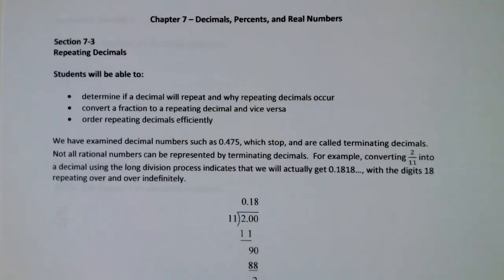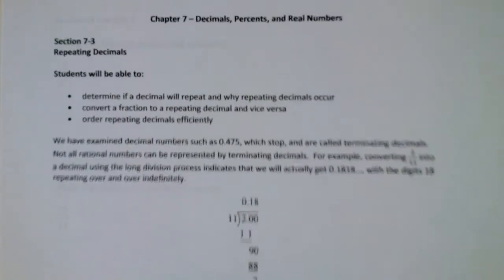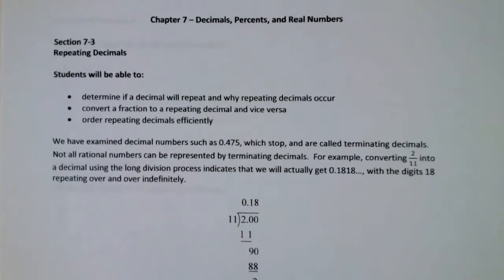All right, in this video, we're going to talk about section 7-3 dealing with repeating decimals. In this section, we're going to determine if a decimal will repeat and why repeating decimals occur. Also, we'll convert a fraction to a repeating decimal and vice versa. And then we'll order repeating decimals efficiently.